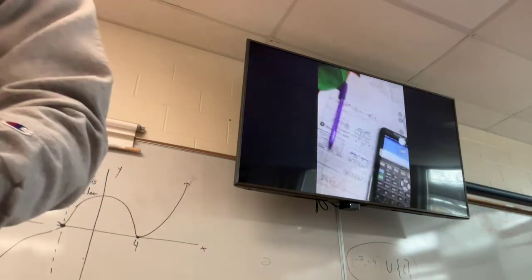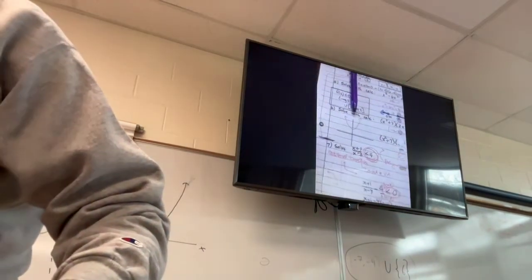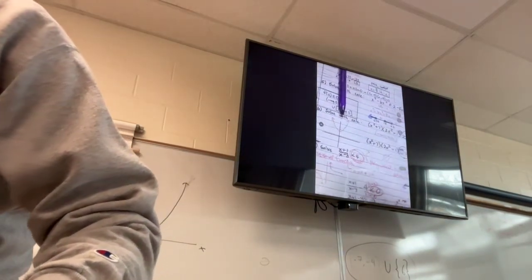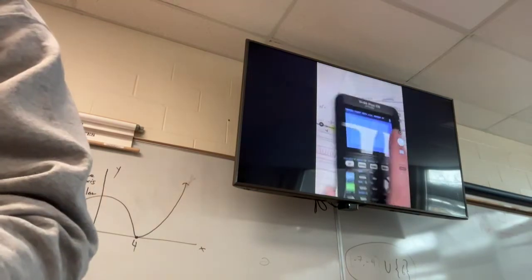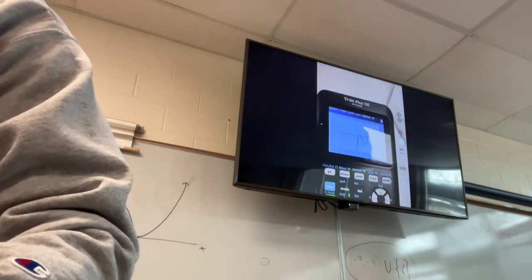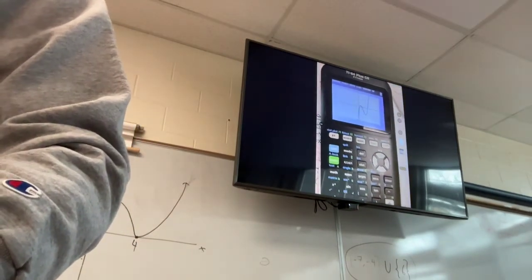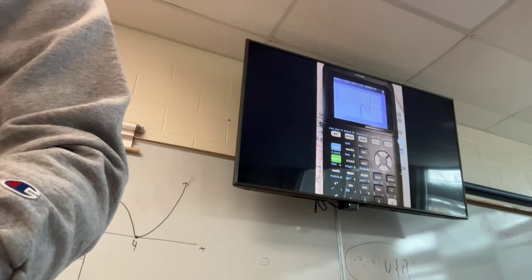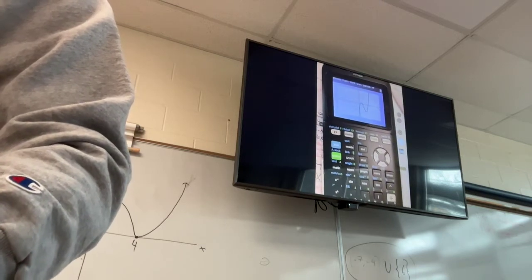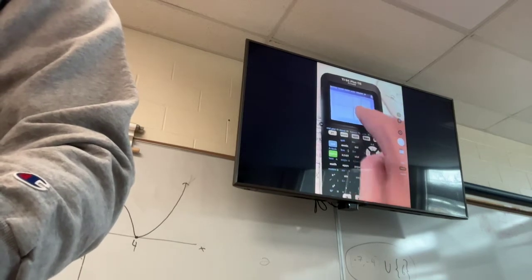All right, and let's not forget where we were going. It was less than or equal to 0, right? So we want everywhere it's below the x-axis, and on the x-axis. So how do we do that? How do we find my zeros?